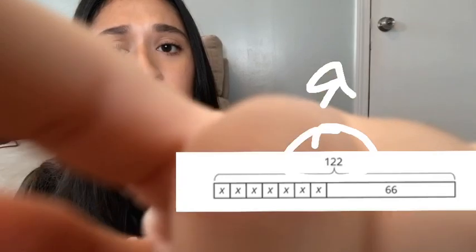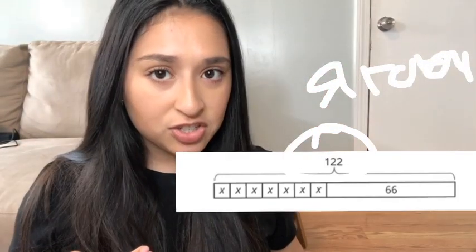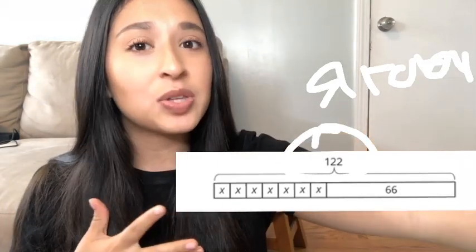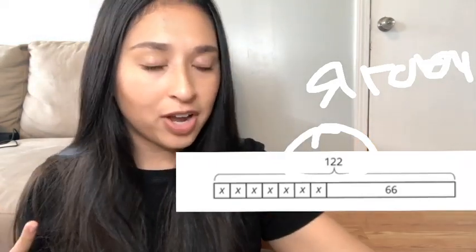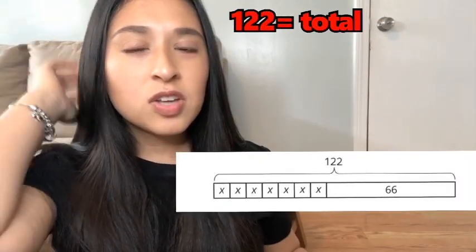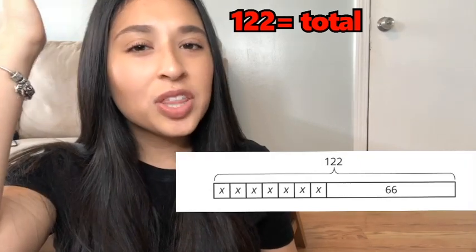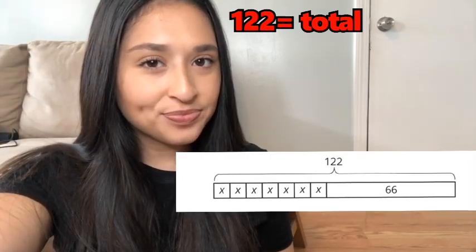So 122 is going to be the total number of invitations, right? We know that he has to make 122 at the end of the week so that everyone gets one and makes sure to come to the fair. So now I have this chunk over here that says 66. What do we think that represents?